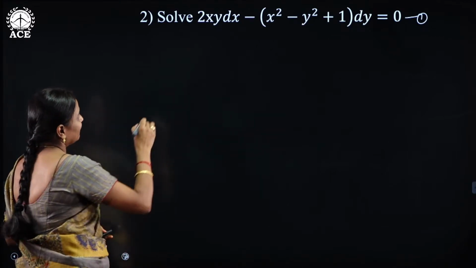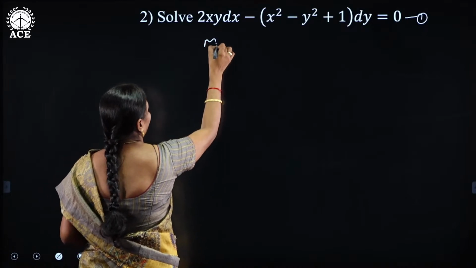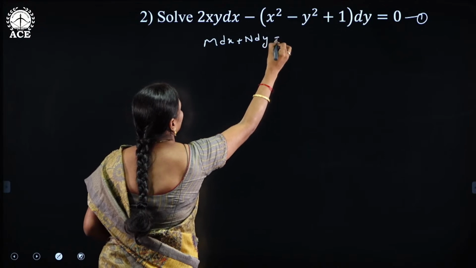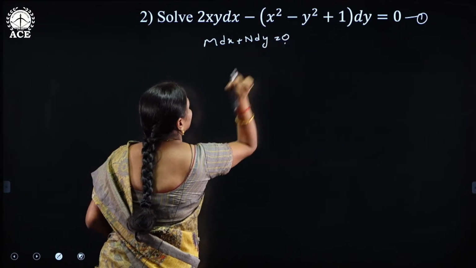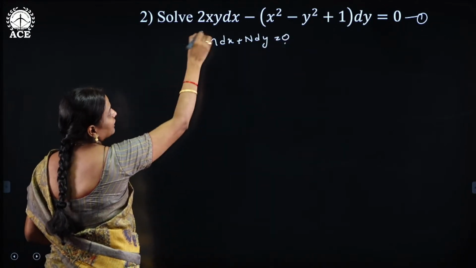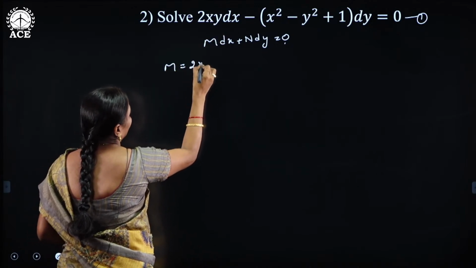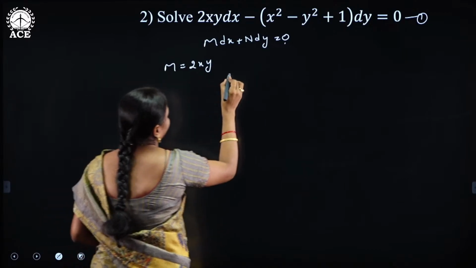The given equation is of the form M dx plus N dy is equal to 0. So compare the given equation with the standard form. Here, what is M? M is equal to 2xy, and N.